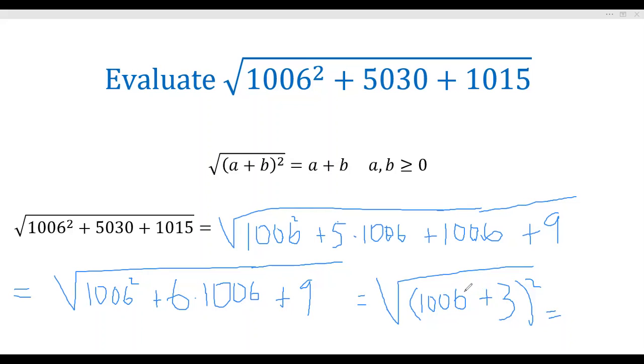I'm running out of room here, folks. But this is 1,009 quantity squared square root. So the answer would be 1,009.